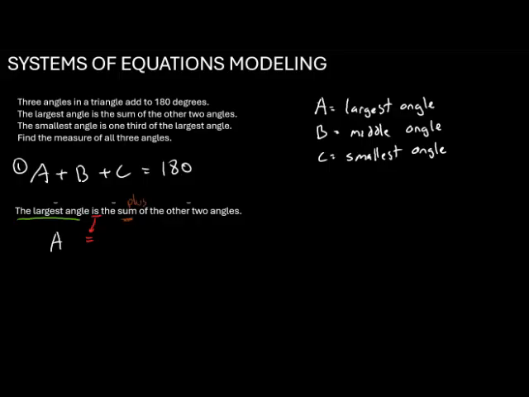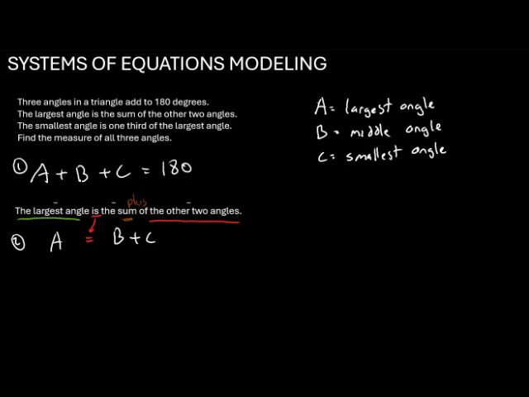Then we are told what to add together, and that's the other 2 angles. The other 2 angles are B and C, so we'll say B plus C on the right side of this equation. This will be our second equation. A equals B plus C. However, we will need a third equation in order to solve this system because we have 3 unknowns. Let's move on to the third line in the paragraph.